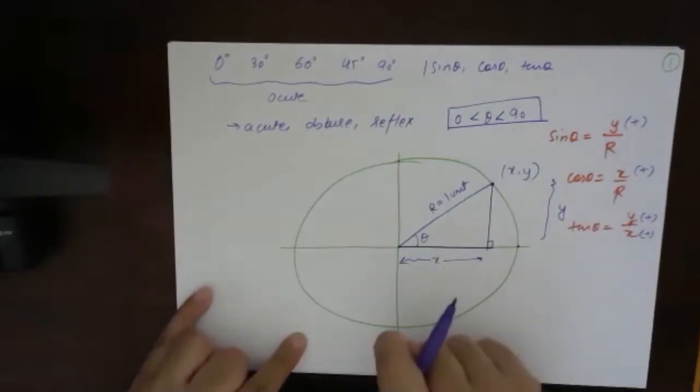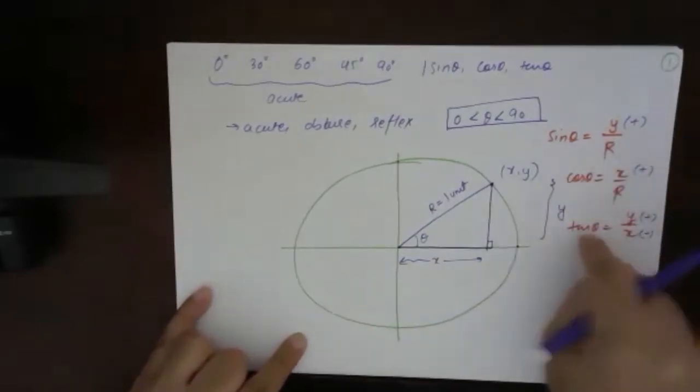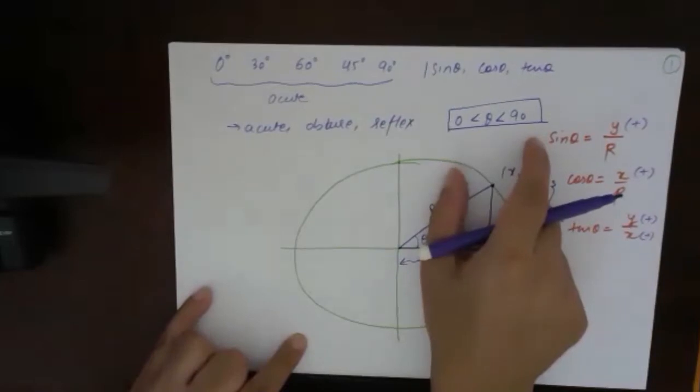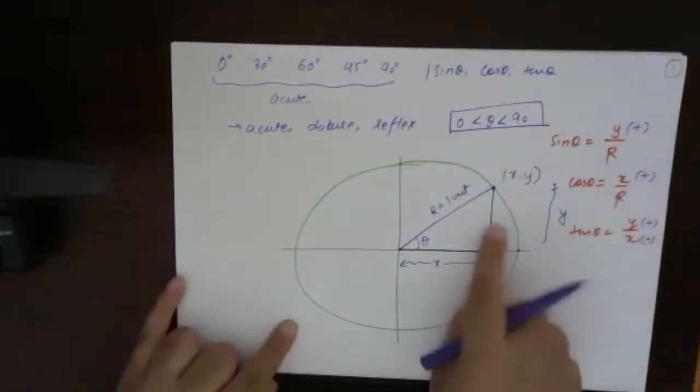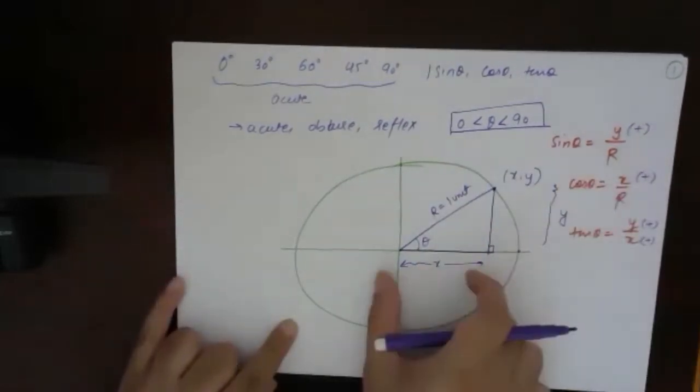So this is the first observation. Sine theta, cos theta, and tan theta will be positive in the first quadrant, because height is positive and base is positive.